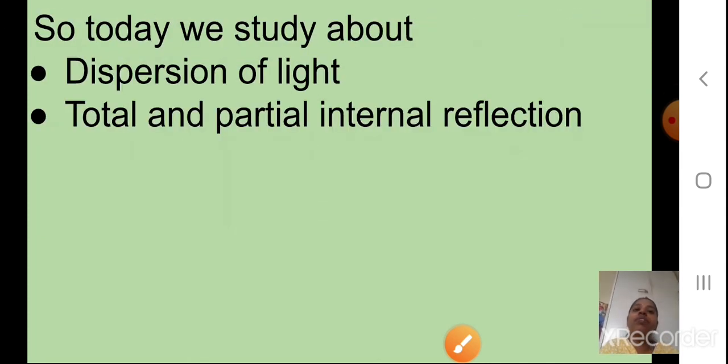For today we are stopping here. Today we studied the dispersion of light, that white light gets dispersed into 7 bands of colors, which we call the visible spectrum, between 400 to 700 nanometers. Then we studied total and partial internal reflection. I hope today's part is clear to you.